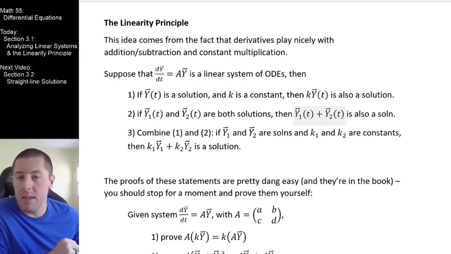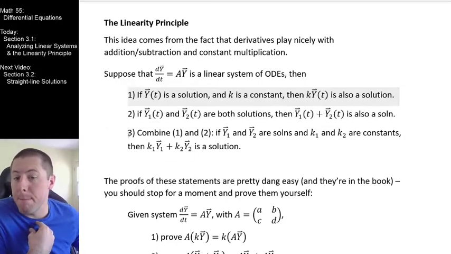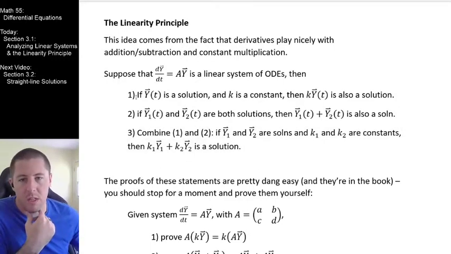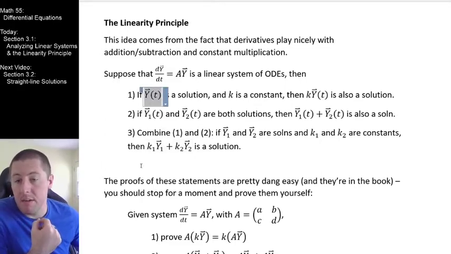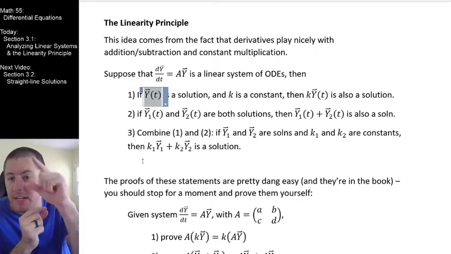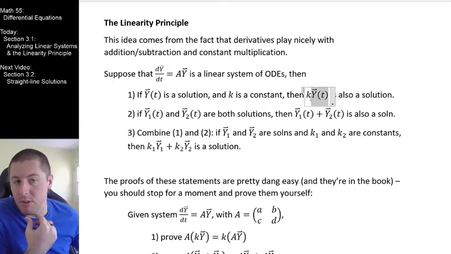So statements 1 and 2 are the two statements that make up the linearity principle. What we most often do is combine them into a single statement, which is statement 3, the combination of statements 1 and 2. Statement 1 says, if we can find some function Y of t, remember that's a capital Y of t, I'm not just defining one of our two variables, capital Y as a vector is x and y. So if we can come up with a solution to the system, and k is some constant, then k times the solution that we found is also going to be a solution to the system.